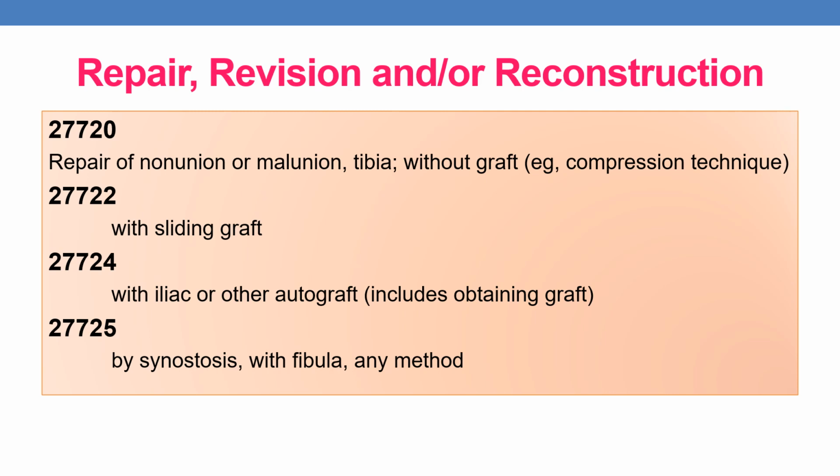The next CPT is 27720. It deals with repair of non-union or malunion tibia without graft, for example by compression technique. And if it is done with sliding graft, the CPT is 27722. And if it is done with iliac or other autograft, then the CPT is 27724. And if it is done by synostosis with fibula, any method, the CPT is 27725.